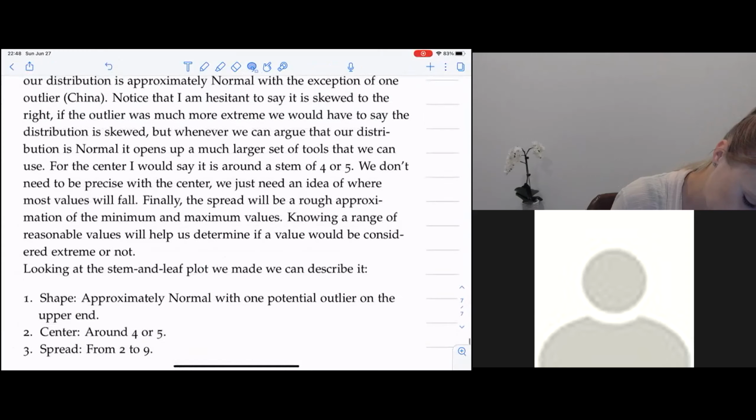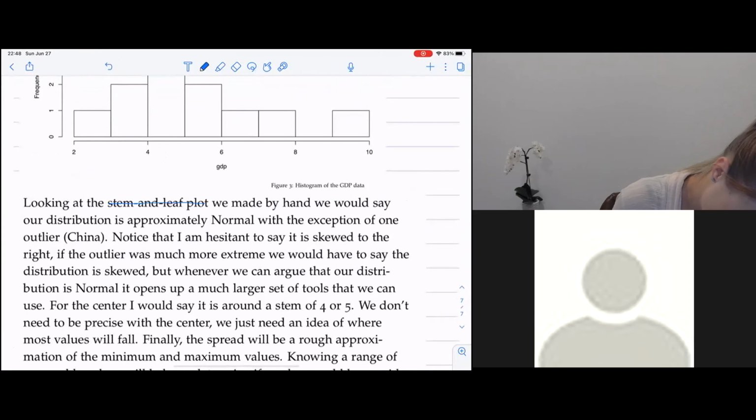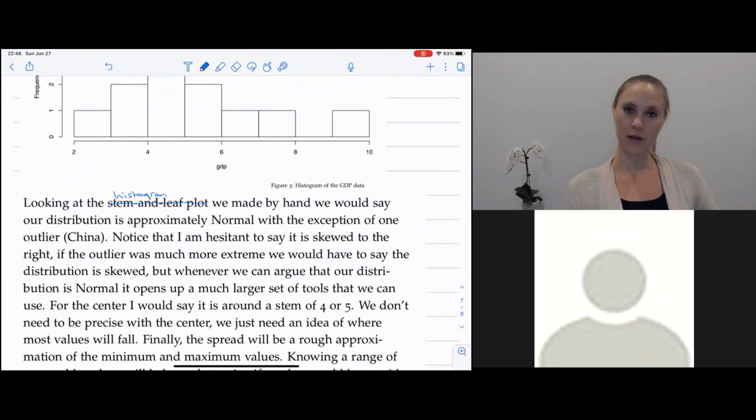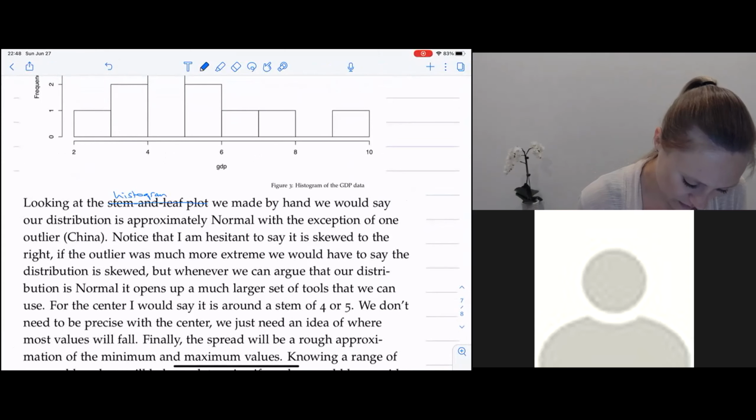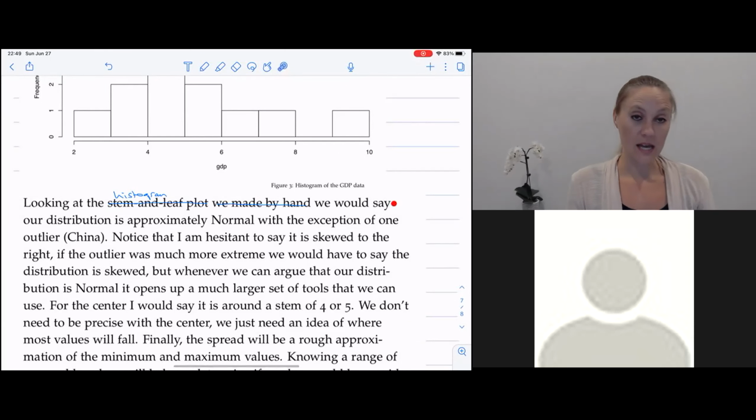Okay, here, I'll fix this. Looking at the histogram and the stem and leaf plot, you can use the stem and leaf plot because we have it. We would say our distribution is approximately normal with the exception of one outlier. And because we have the data set, I can look back and see, okay, well, what was my largest value? It was China. So then my outlier is China.